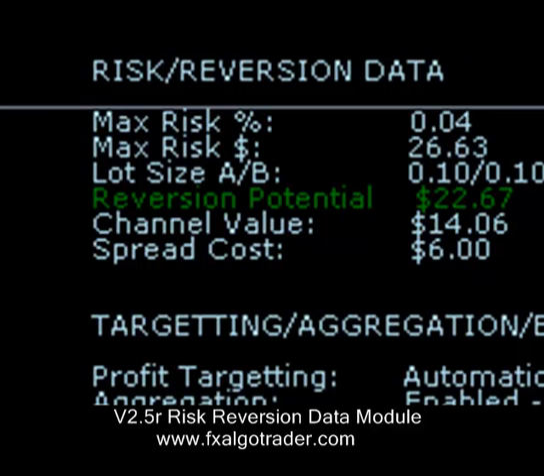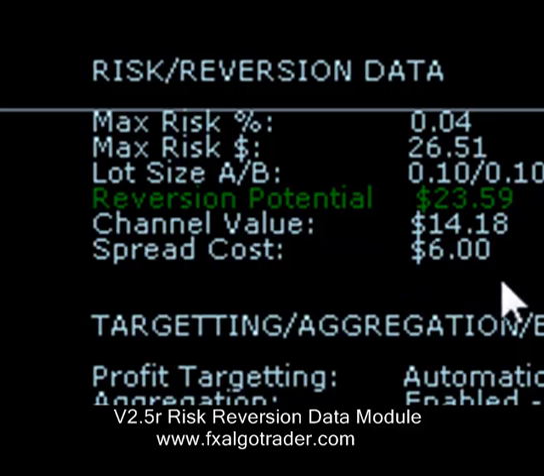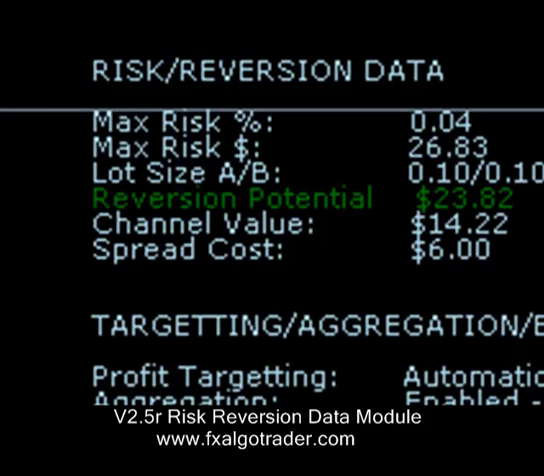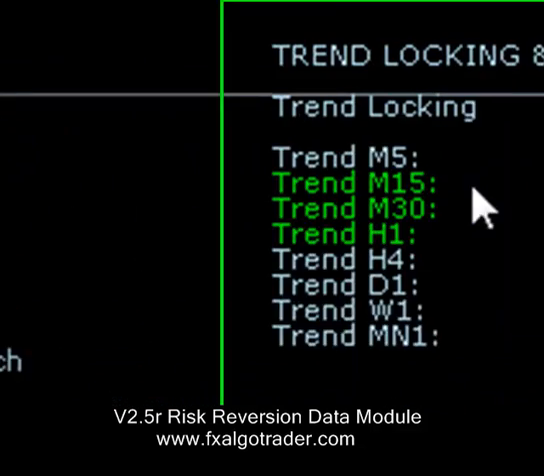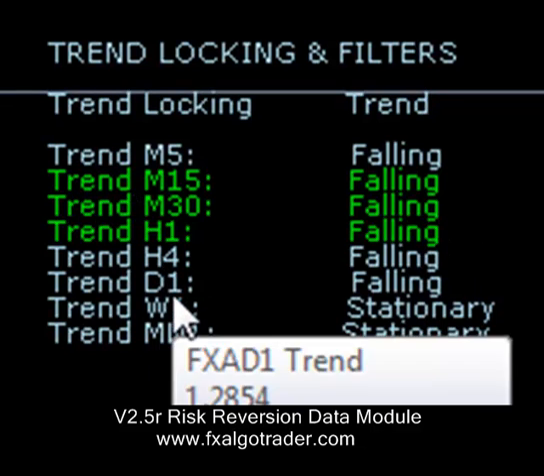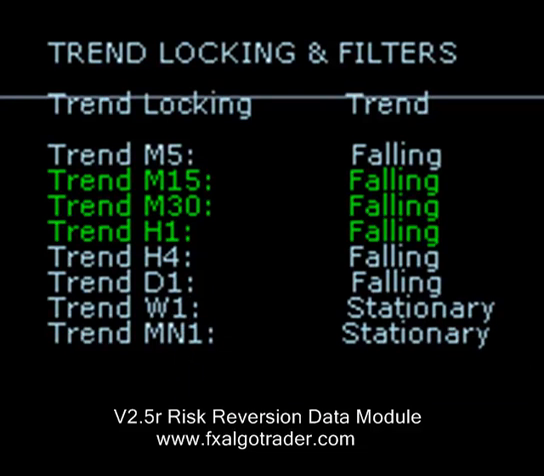So we've just gone up to 15 minutes. The channel value is $14. Spread cost is $6. If we set our reversion target as the opposite band, you can see, if we look over at the trend locking filters, and I won't go into that in too much detail, the trend on the 15 minute, 30 minute, hourly and 4 hourly, and in fact daily, is falling.